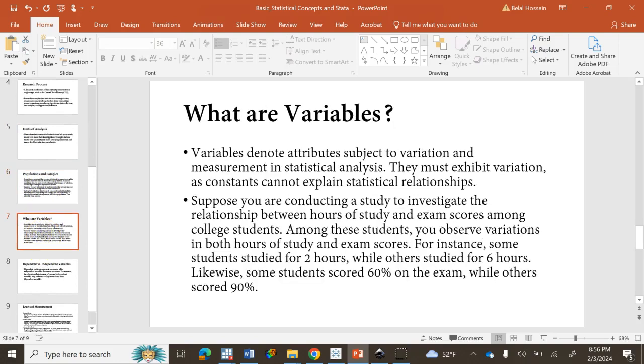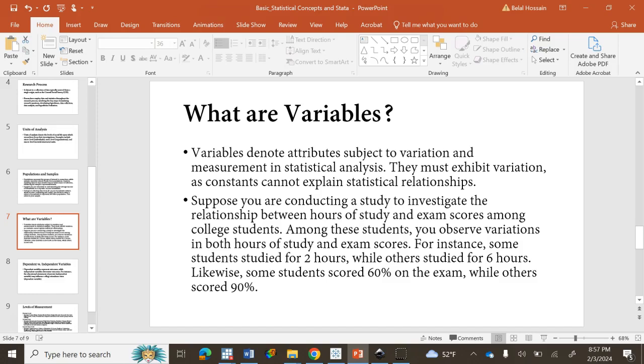Then we have variables. What are variables? Variables denote attributes subject to variation and measurement in statistical analysis. They must exhibit variation. This is very important, as constants cannot explain statistical relationships. Suppose you are conducting a study to investigate the relationship between hours of study and exam scores among college students.